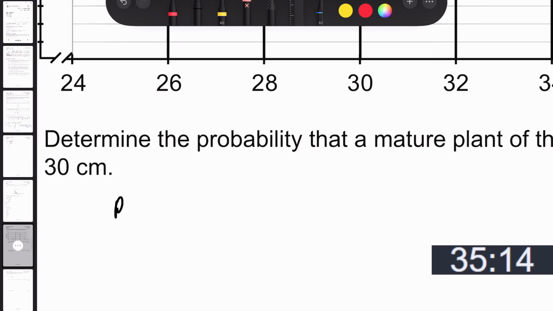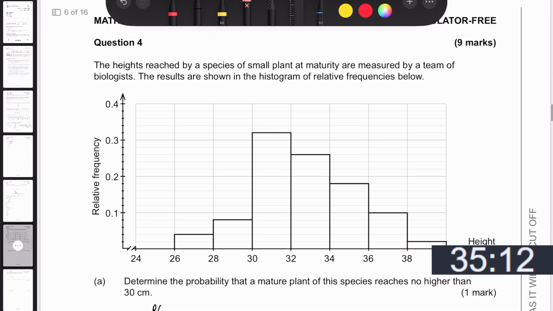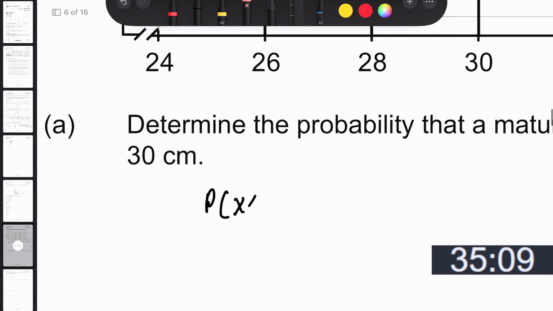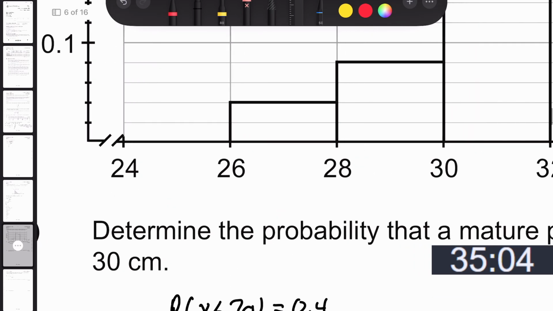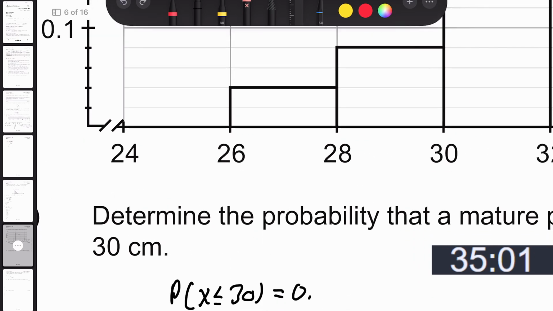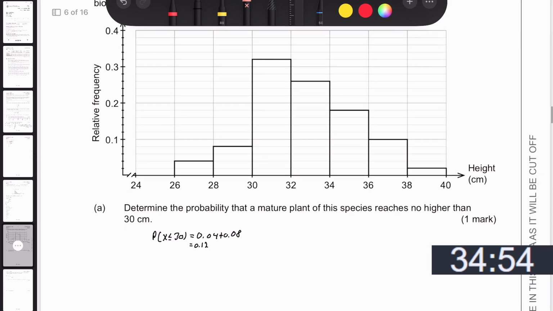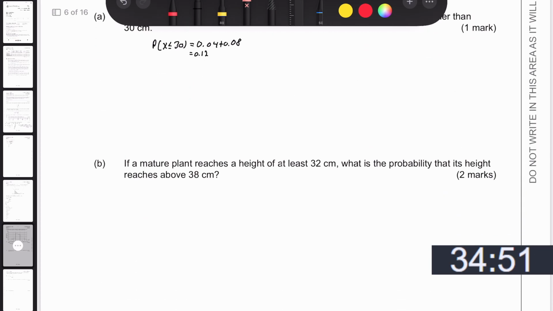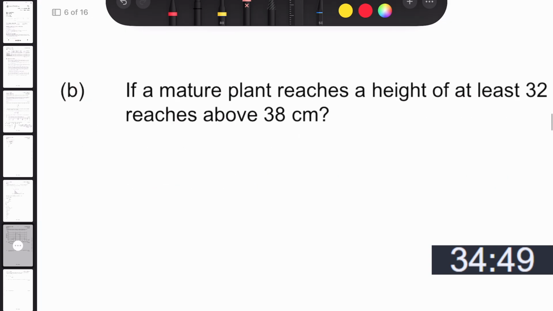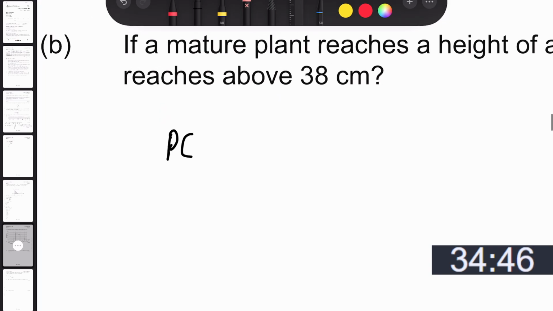So, what do they call it? Let's say we'll just say P of X is less than or equal to 30. It's going to be equal to 0.04 plus 0.08, so 0.12. If a mature plant reaches a height of at least 32 centimeters, what is the probability that its height reaches above 38? The probability that X is greater than or equal to 38, given that X is at least 32.